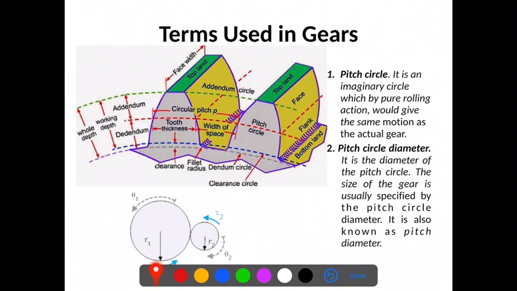So whenever we specify gears, generally these gears are defined or specified with the help of pitch circle diameter. So this concept is very important because this pitch circle diameter is generally used for defining the gears and for designing the gear drives. You can see over here, this is the pitch circle.